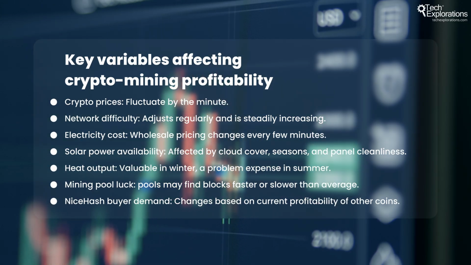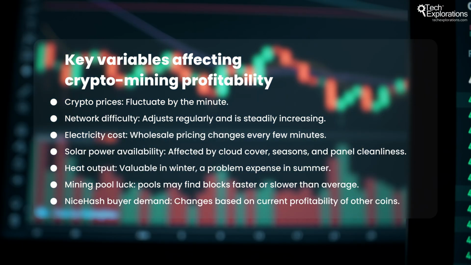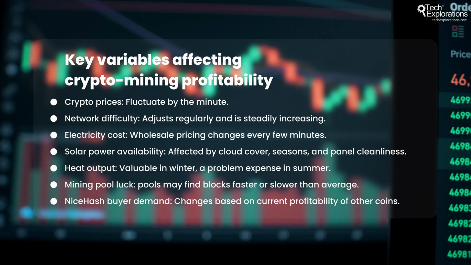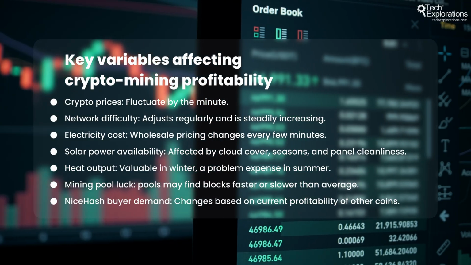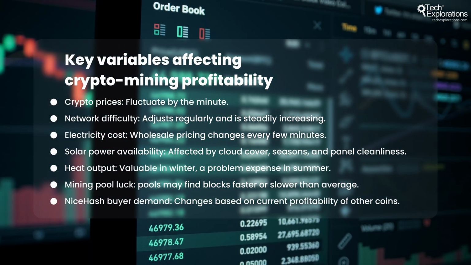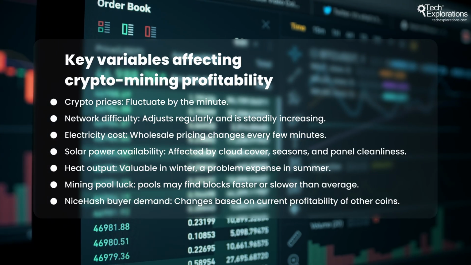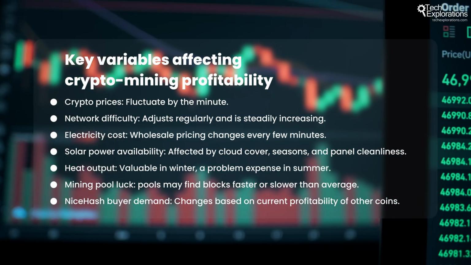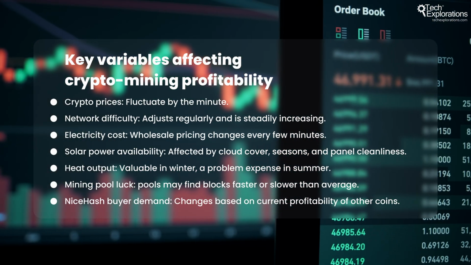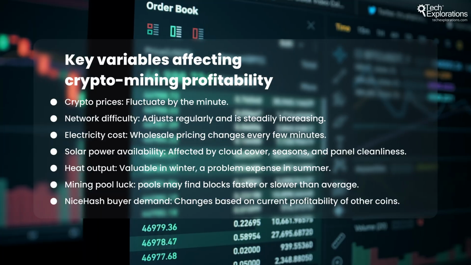My electricity costs through Amber change every few minutes based on wholesale pricing, and I've seen it swing from negative 5 cents to over 40 cents per kilowatt in a single day. Then there's the weather, which affects my solar generation. Cloud cover, seasonal changes, even dust on the panels impacts how much free electricity I get. And that's before we consider the heating value, which is useful in winter but becomes a cooling cost in summer. Pool luck varies too. Sometimes F2Pool finds blocks faster than expected, sometimes slower. NiceHash buyer demand fluctuates based on what's profitable to mine at any given moment.